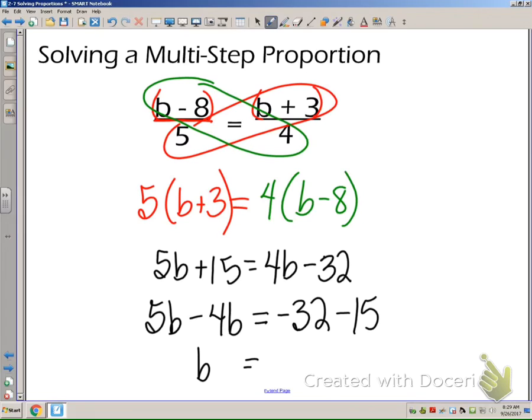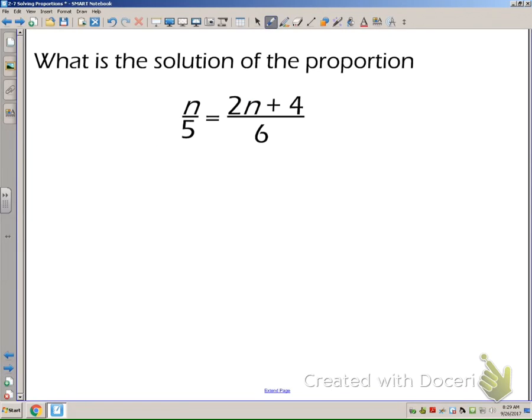When I'm adding negatives, same sign, I'm going to add and keep the sign. So 3 and 1 make 4, 2 and 5 make 7. So b is equal to negative 47. We can plug that back in and check and get our answer.